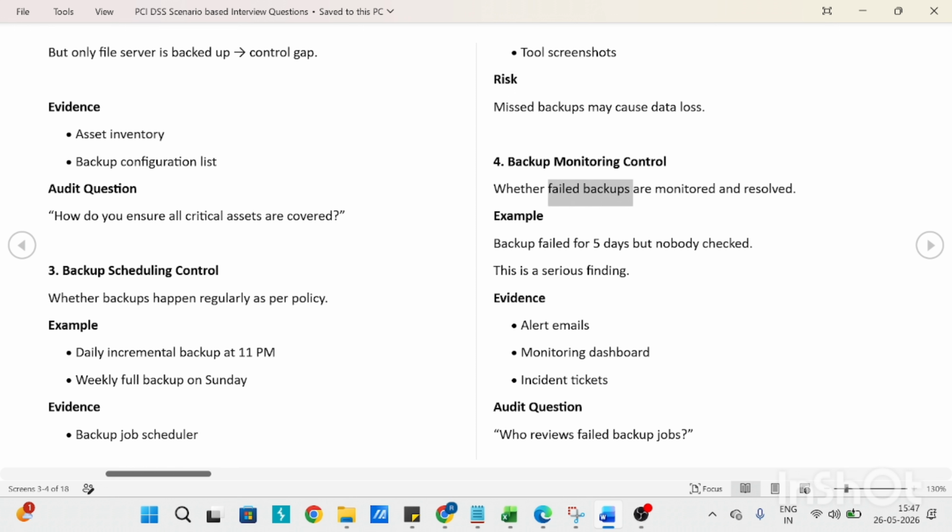Means whether failed backups are monitored and resolved. Why? Let's take an example. Backup failed for 5 days, but nobody checked. Serious finding, right? So for evidences, you need to check whether, when a failure happens, alert emails pop up, whether it's reflecting in the monitoring dashboard or not, and whether an automatic incident ticket is raised or not. It's your responsibility.